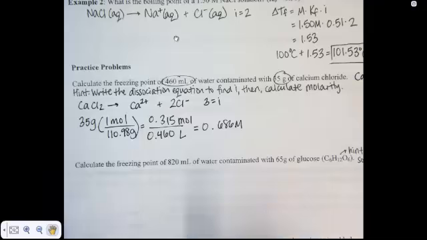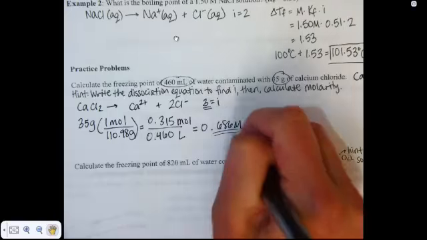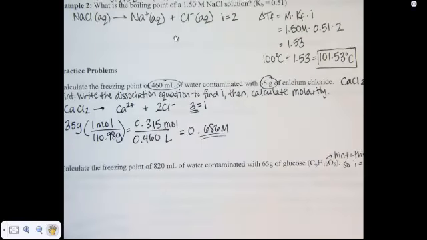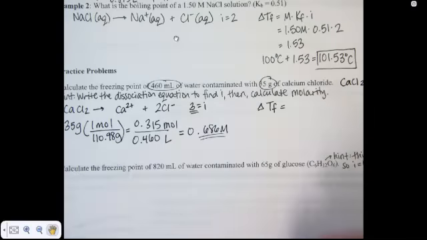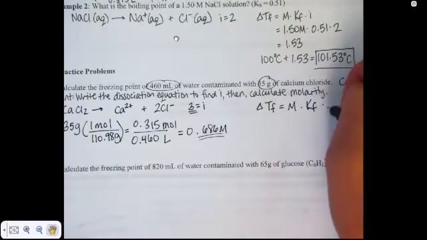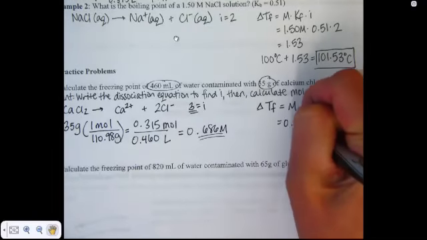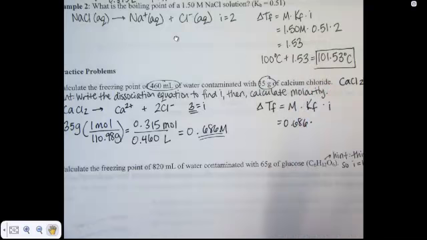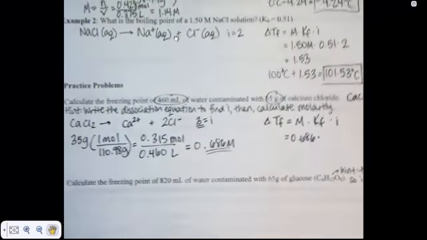So we have 2 key pieces of information here. We have the number of particles that the calcium chloride dissolves into, and we have the molarity of the calcium chloride solution. So we're going to use this equation. The change in the freezing point is equal to molarity times the freezing point constant times I, which is the number of particles. So the molarity is 0.686. Kf is always going to be the same thing, and if you look up here in the example, Kf is always negative 1.86.